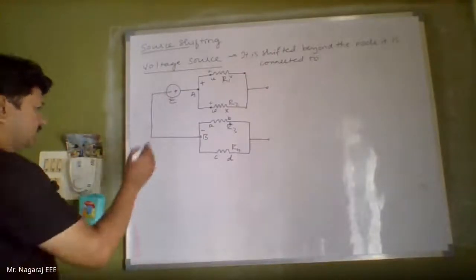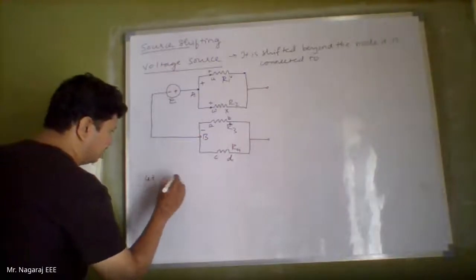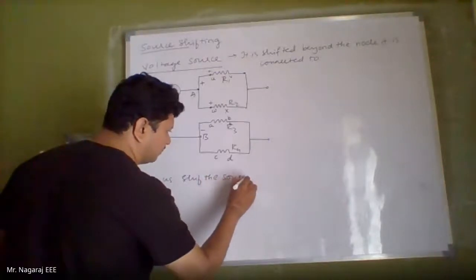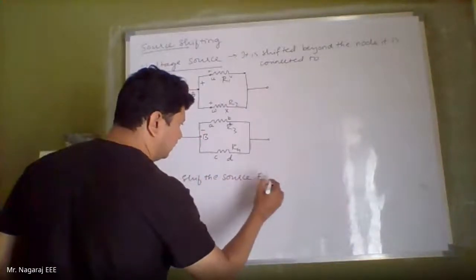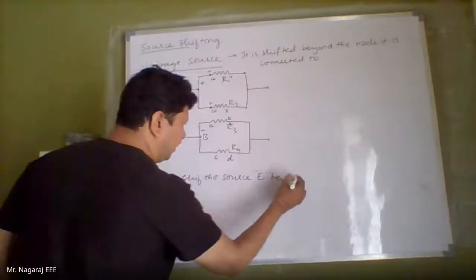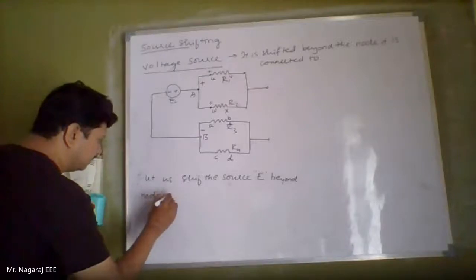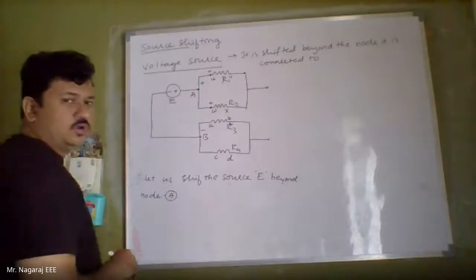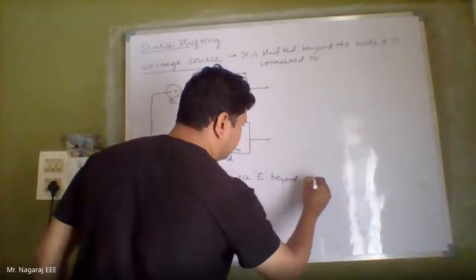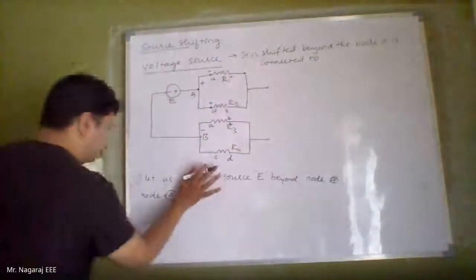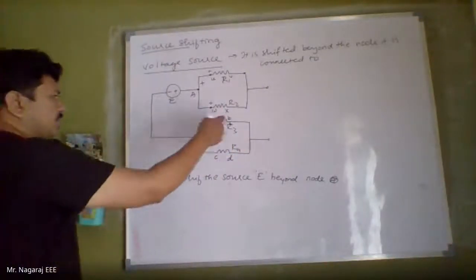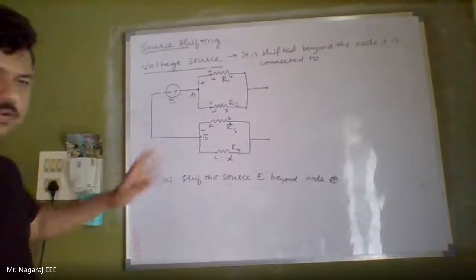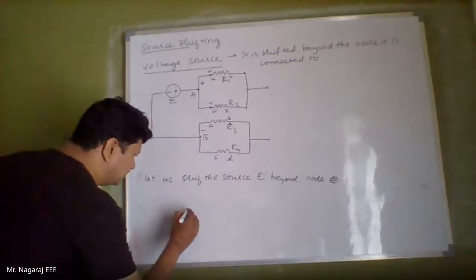Now let us shift the source E beyond node A. Then what will happen? Here I will take it beyond node A. Don't worry about this, it will automatically be at its own potential point. Don't worry about that. Now this is node A.